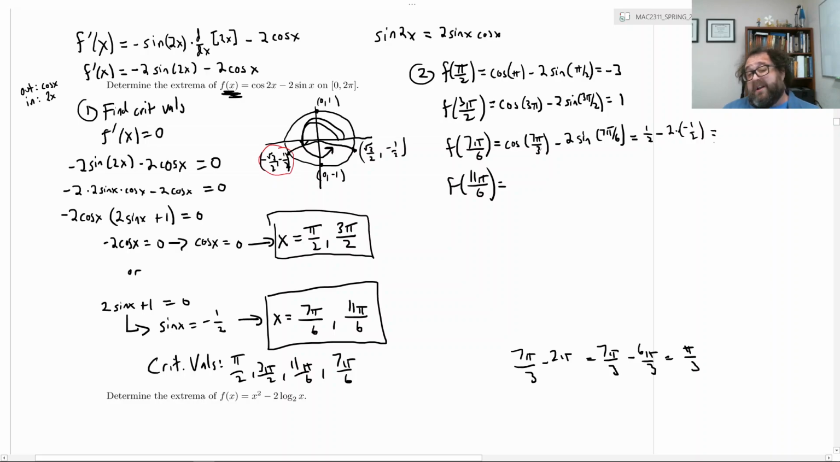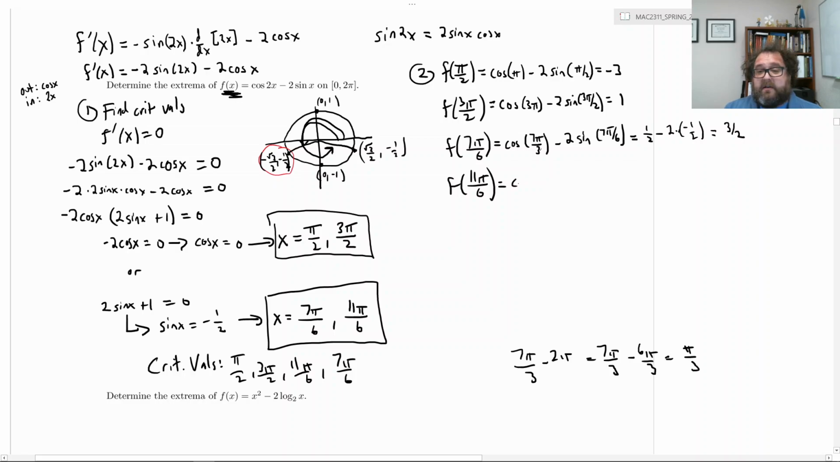So 1 plus 1/2 is 3 over 2. Now, hopefully I've done that in my head correctly. It would not surprise me if I made a mistake there, but we'll see when we get done here. All right, 11 pi over 6.